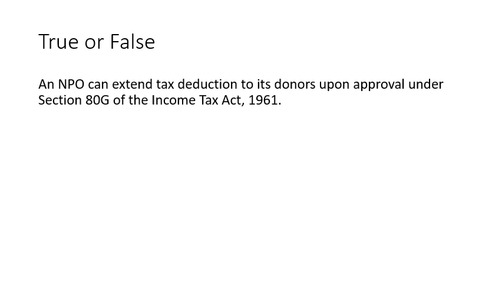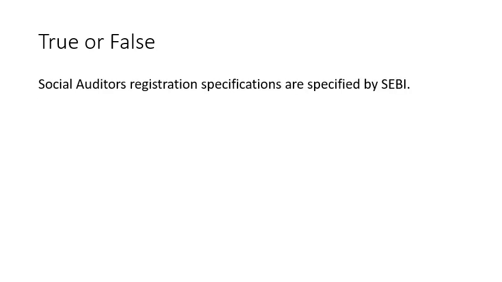The next one: all NPOs can extend tax deduction to its donors upon approval under Section 80G of Income Tax Act 1961. Most of us would have otherwise also known about it. If you are a taxpayer and you have decided to save your tax, you could have given donations under Section 80G. So this statement is also true. We move on to the next question. Social auditors' registration specifications are specified by SEBI.